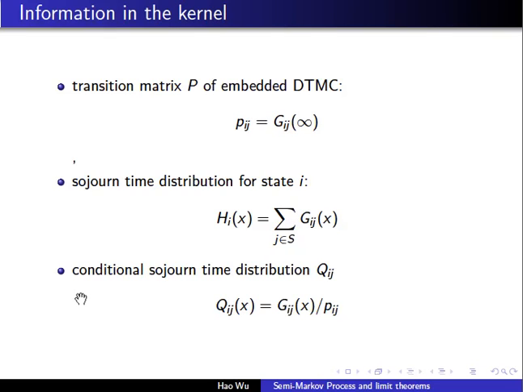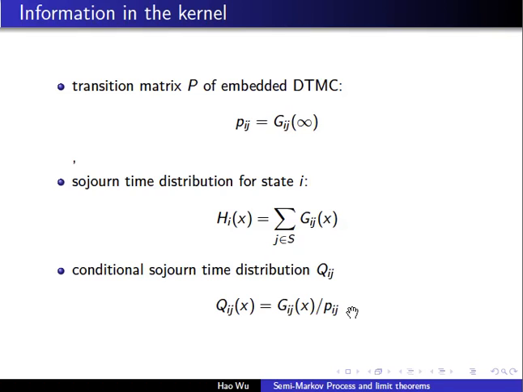And the third is the conditional sojourn time distribution. It's actually combining the first two. Given that the state I is going to transit to state J, what is the sojourn time? This formula is obtained by Bayes' law. These are some simple results we can get from Gij.